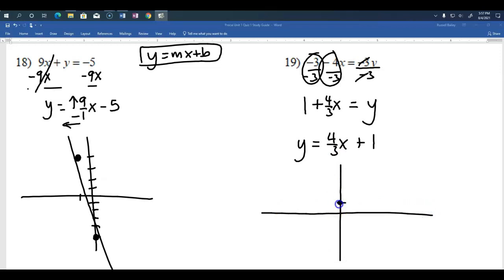All right, so I'm going to start at 1. My y-intercept is 1. Then I'm going to rise 4, and then I'm going to run 3. And there's that one.